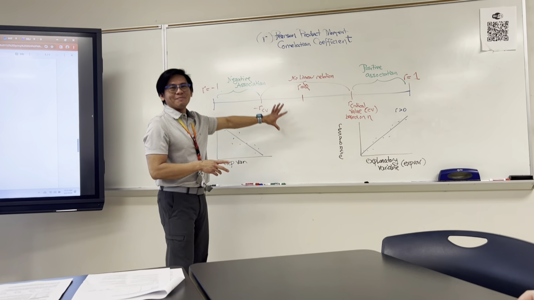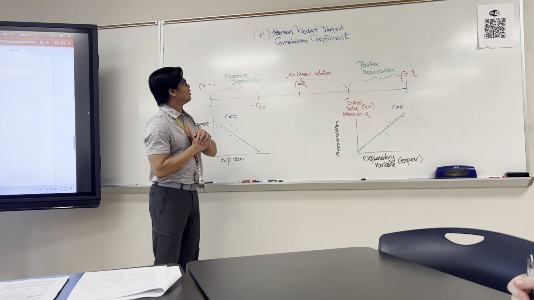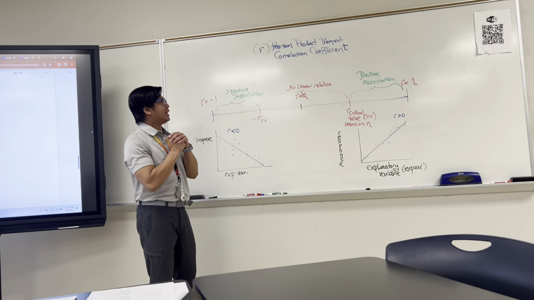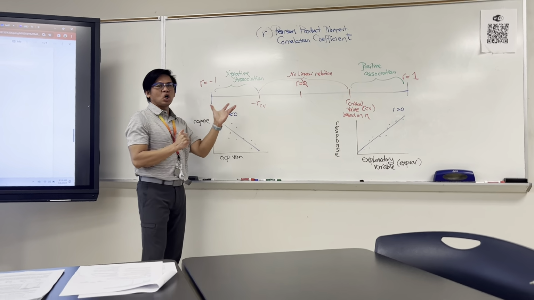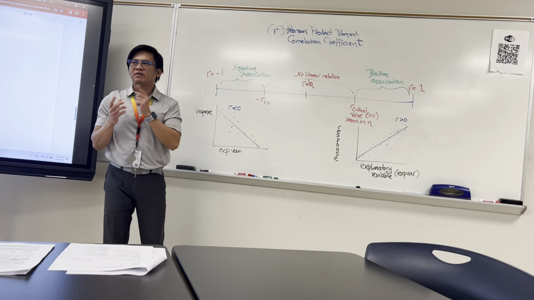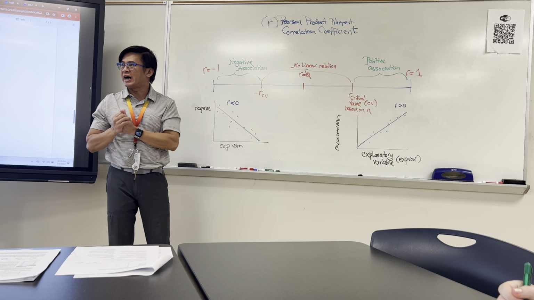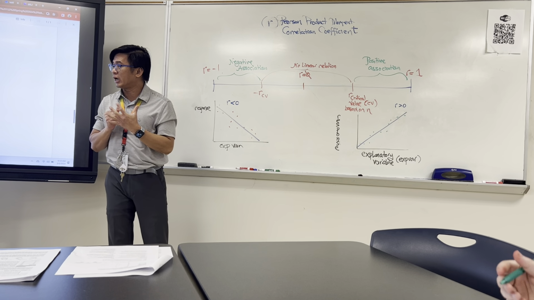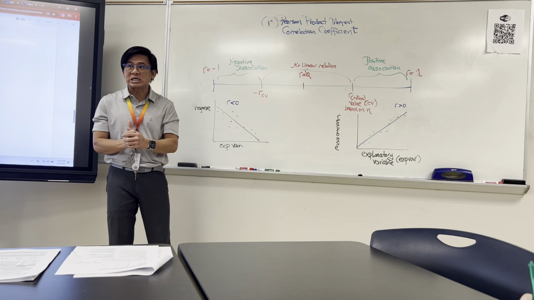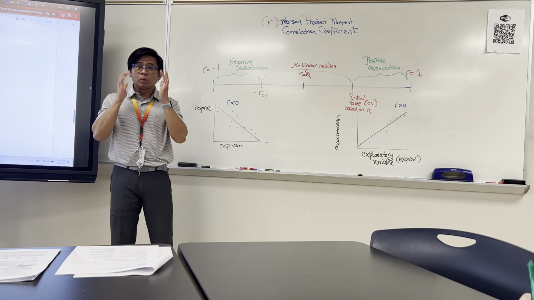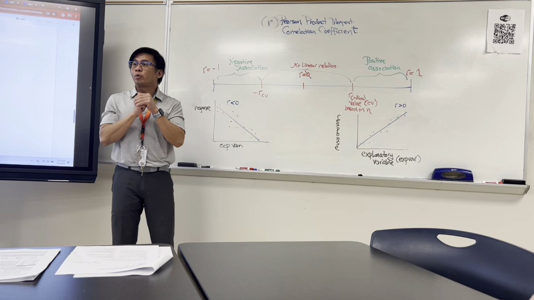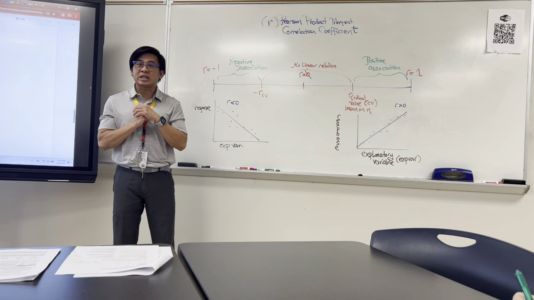So this is our Pearson product moment correlation coefficient. We have the value of R, and for now, the intention of this R value is to interpret what it means. Once again, in here, we're talking about correlation, not causation.